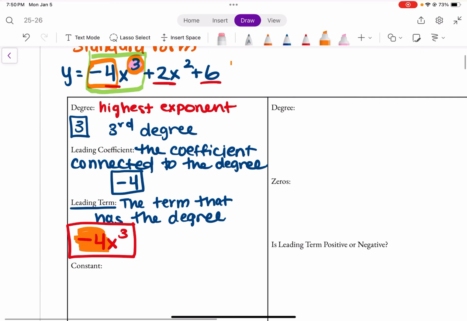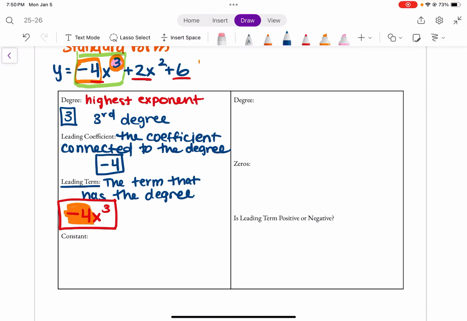We then can find the constant, right? We should know how to find the constant. Another way to call the constant, by the way, is the y-intercept. We're going to use it interchangeably. So sometimes you will see y-intercept and sometimes you will see constant. And the constant is just the number without a variable. Okay, so in this case, our constant is positive 6, right? Because that 6 doesn't have a variable.